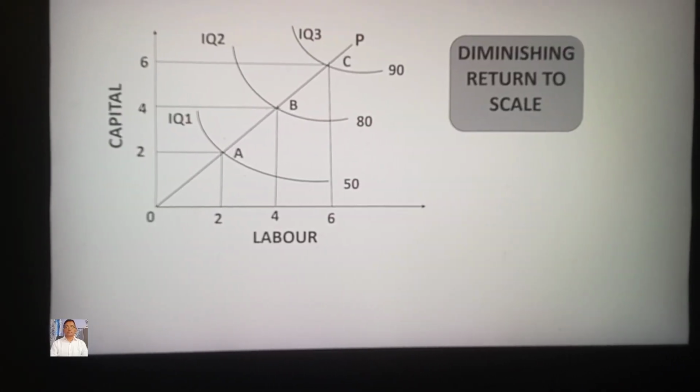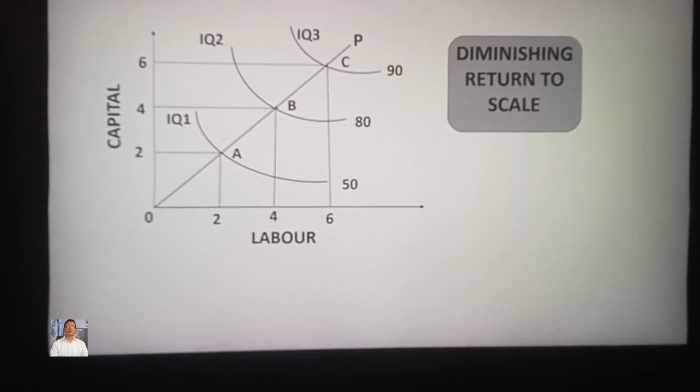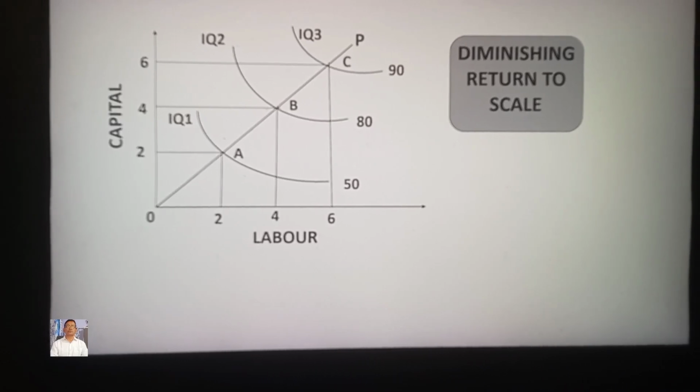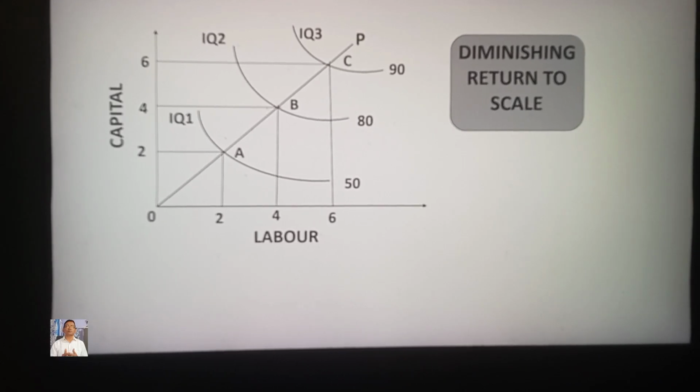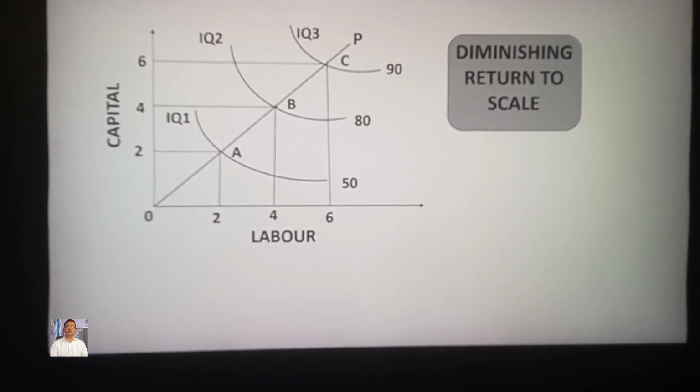In the figure, a movement from A to B shows that the amount of input is doubled. When labor and capital are doubled from 2 to 4 units, output increases less than double, that is from 50 units to 80 units. This is diminishing return to scale.